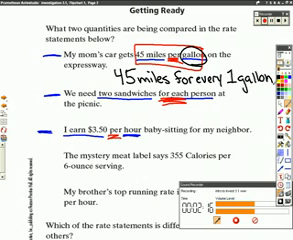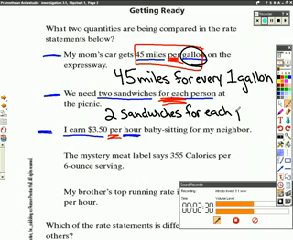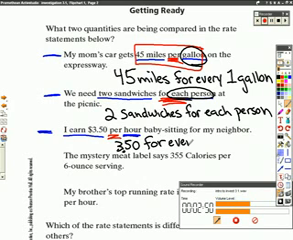All right, the next statement, we need 2 sandwiches for each person at the picnic. So 2 sandwiches for each person, where our unit rate is each person, because that's 1 person. The next statement, I earn $3.50 per hour. So $3.50 for every hour I work. So our unit rate is hours.